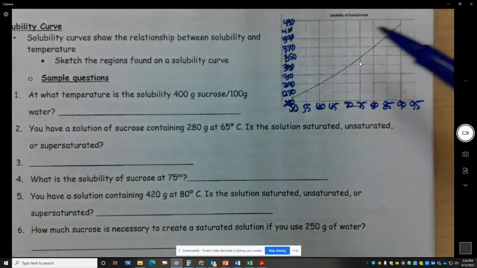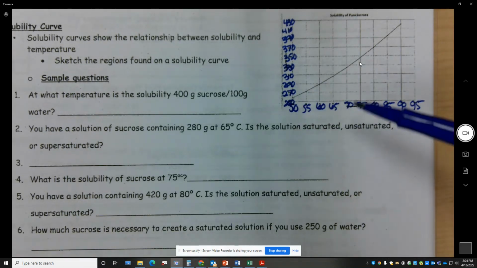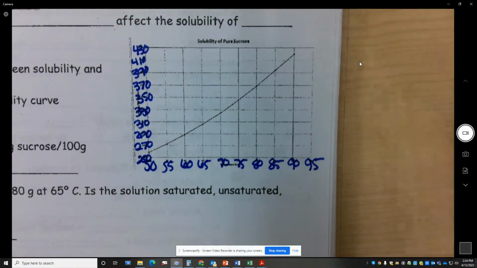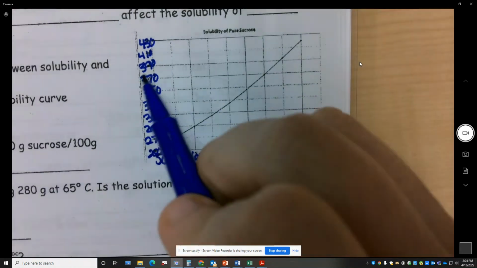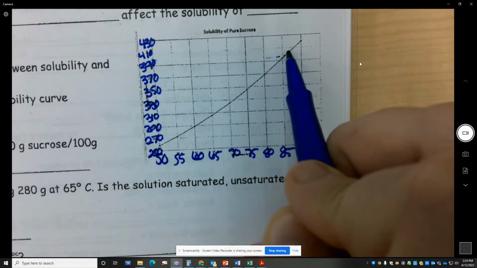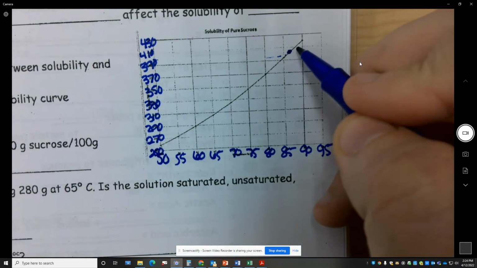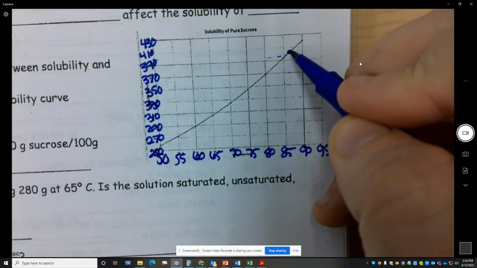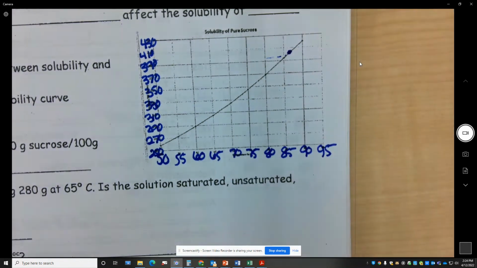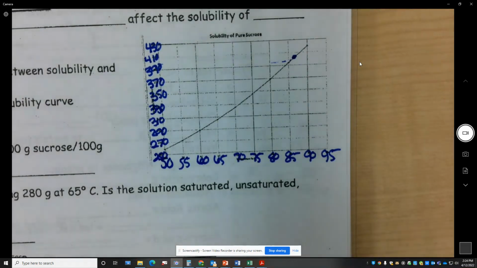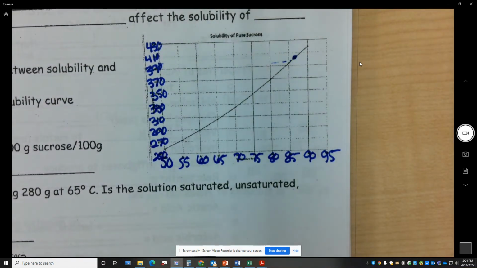So the first one says, at what temperature is the solubility 400 grams per 100 grams? Okay. So 400 grams. I'm going to go, which is going to be right here, and I'm going to figure out where it touches the line. So it touches it about there, which would be about 86. Okay, 86 degrees Celsius.